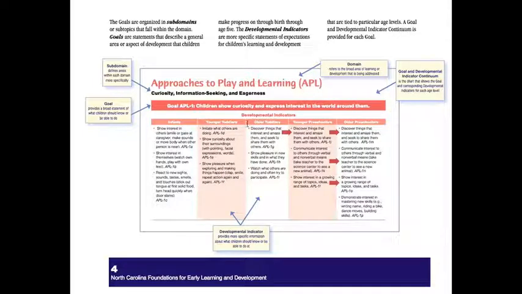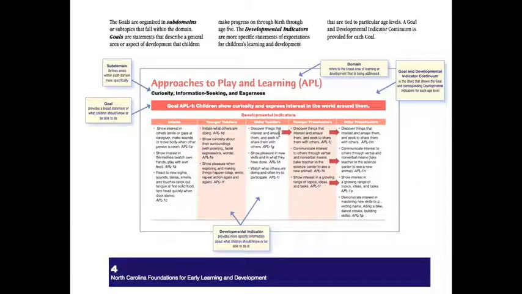Underneath that, right here, are developmental indicators, and the developmental indicators show levels from infant, younger toddlers, older toddlers, younger preschoolers, and older preschoolers. Infants would be defined as birth through 12 months. Younger toddlers are 12 to 24 months. Older toddlers are 24 to 36 months. Younger preschoolers are 4-year-olds, and older preschoolers are 5-year-olds not entering kindergarten yet.